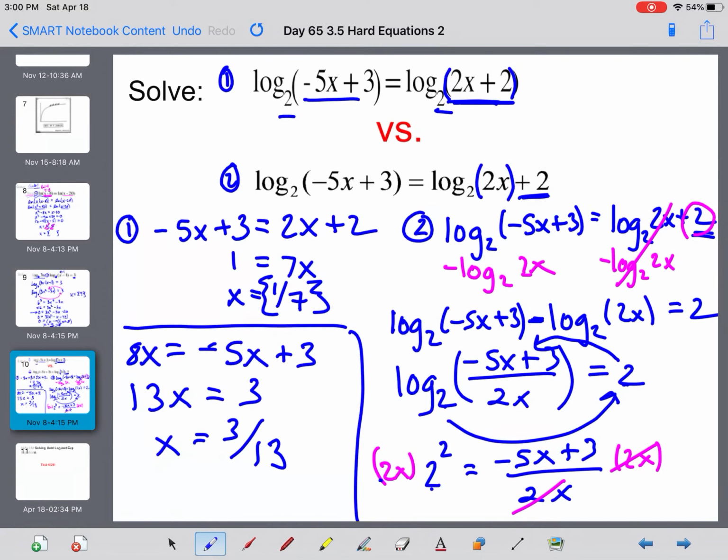So let's check and make sure this is going to be in the domain of the function. So 3/13 times a negative 5, what would that be? A negative 15/13, so just over negative 1. So a number just over negative 1 plus 3 is still positive. So this left-hand side checks out. And then 2 times a positive number is still positive. So this 3/13 is going to be within the domain of each of those log functions.